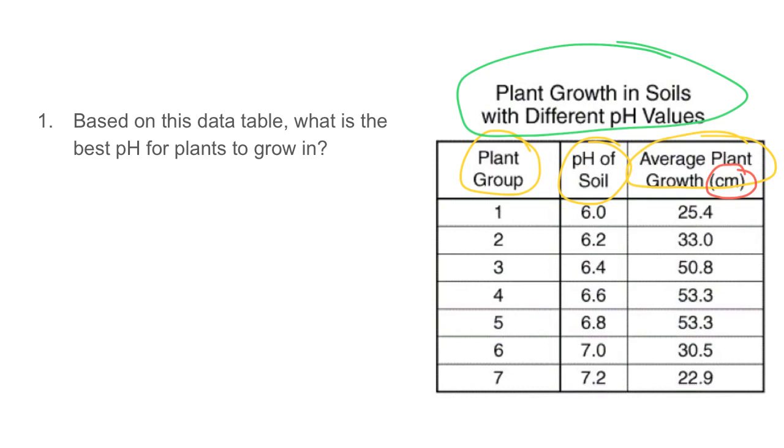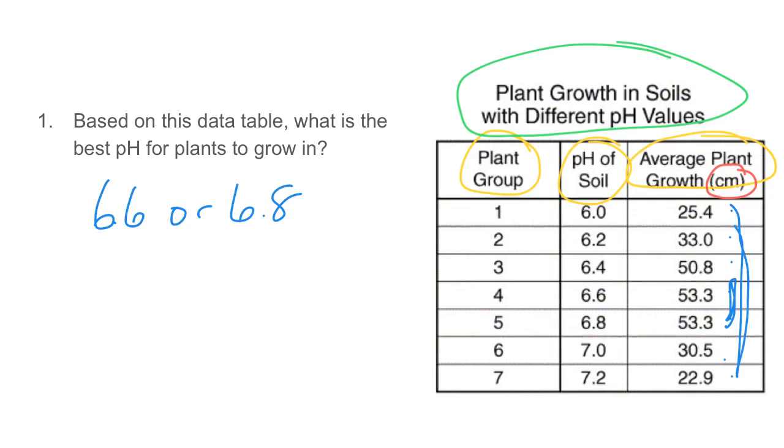And as you try to answer that question, you should be looking down at the average plant growth down in this column here. You're looking at the numbers here of centimeters and trying to figure out which one is the highest. We look at 25, 33, 50, 53, 30. So we look at these two right here are actually the exact same. So what you could do, 6.6 or 6.8.